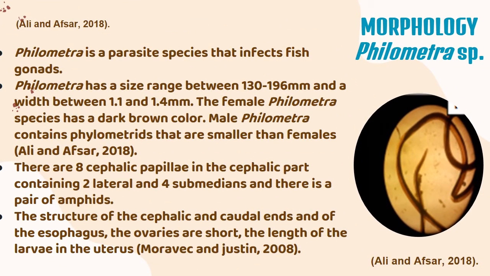Morphology of Philometra sp. Philometra is a parasite species that infects fish gonads. Philometra has a size ranging between 113 to 196 mm. The female Philometra species has a dark brown color. Male Philometra are smaller than females. There are 8 cephalic papillae in the cephalic part, containing 2 lateral and 4 submedians, and there is a pair of amphids.